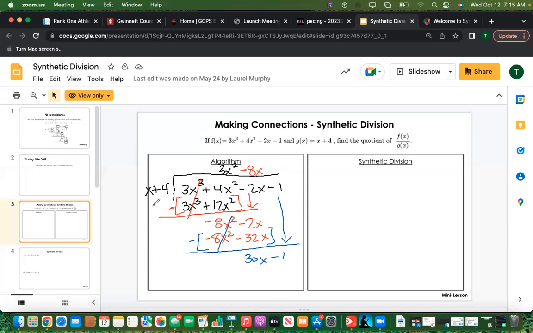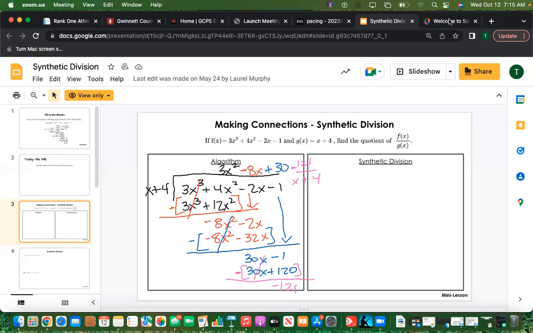We'll repeat it again. What times x will give us 30x? And that's 30. 30 times everything on the outside will give us 30x plus 120. I'm going to change my sign and draw my line. So when I subtract, I'm going to get negative 1 minus minus 120. That's going to give us negative 121. Sorry, that's so low. Remember, when we actually have that remainder, we're going to bring it up here and then put it over whatever we just divided by.